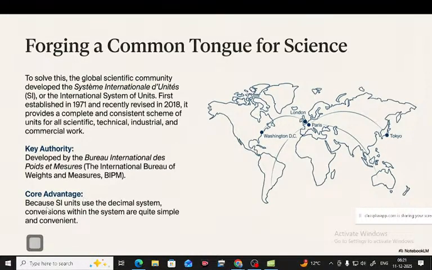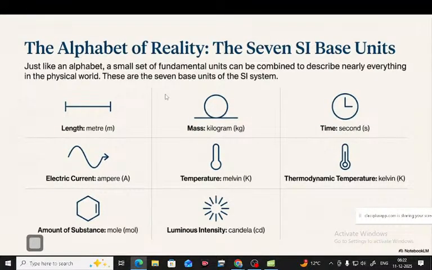Core advantage: because SI units use the decimal system, conversions within the system are quite simple and convenient. Now we see the other factors, the alphabet of reality: the 7 SI base units. Just like the alphabet, a small set of fundamental units can be combined to describe nearly everything in the physical world. These are the 7 base units of the SI system.